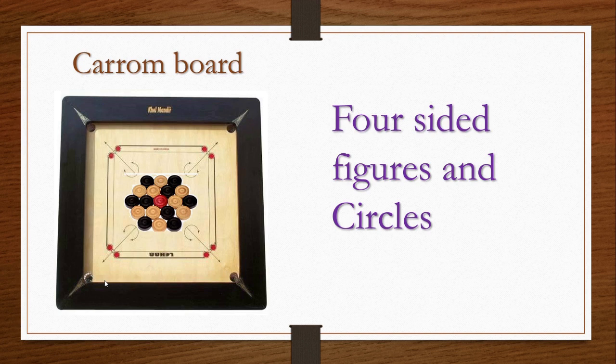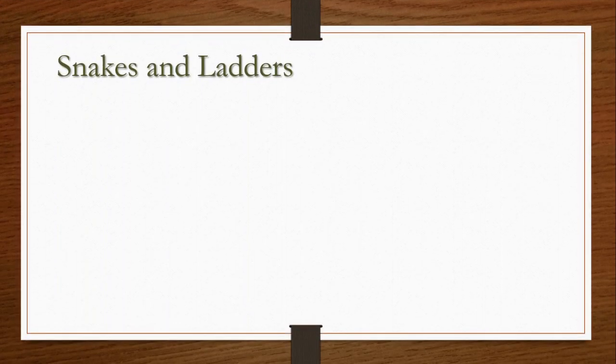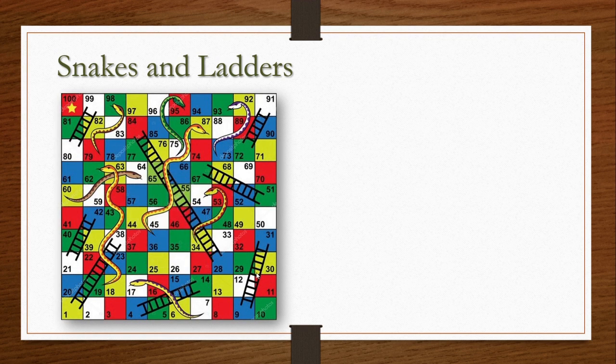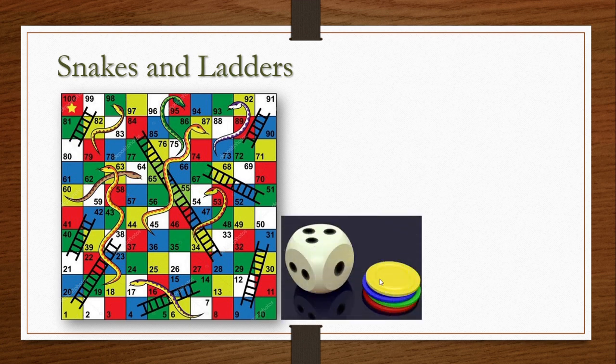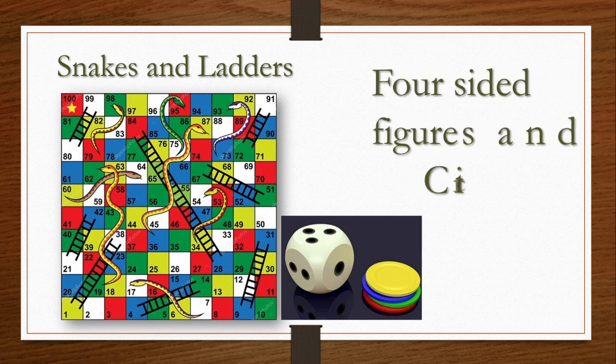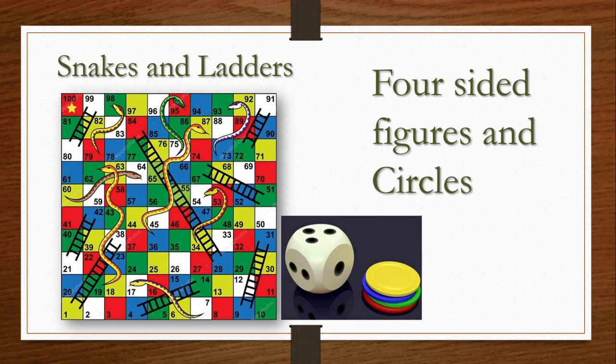Right? We'll move to the next one. Snakes and ladders, your favorite one, isn't it? This is our snakes and ladders board. Correct? Now what is the shape of this board? This is four-sided figure, right? And what about the coins that we use? See here, we need dice to play this, correct? And coins also to move from home to number, correct? They are in circular shape, correct? Now here also we can write four-sided figures and circles we can see in this game.